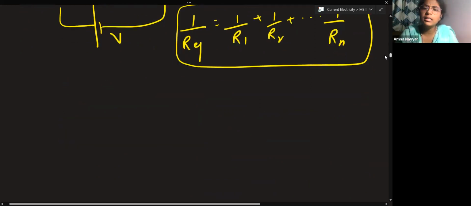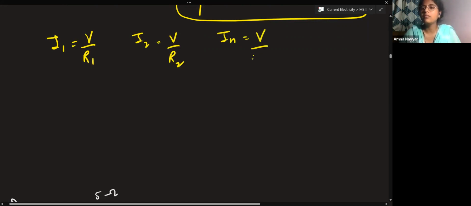Now, again, certain things can be asked from here as well. If voltages are asked, voltages will be the same. If current is asked, so that will be V divided by R1, V divided by R2. So In will be V divided by Rn. Like this, you have to write it.